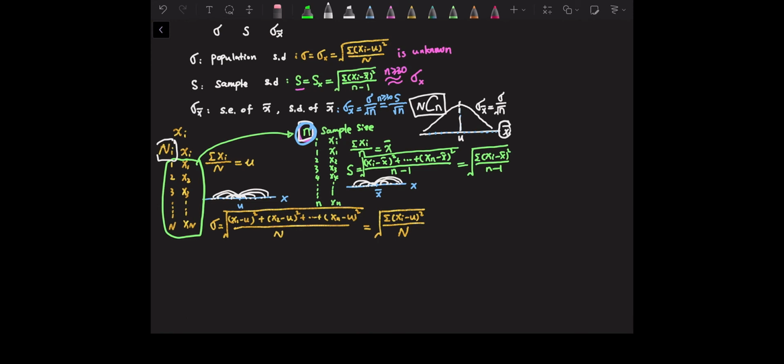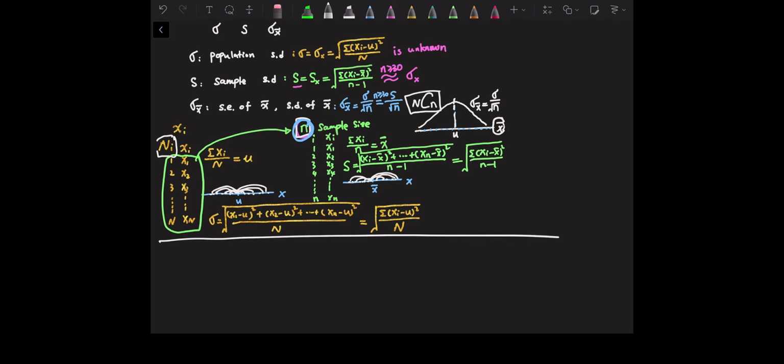So let me give you a summary here. Now we have the population. The population size is N. We don't need to know that. And we have the population mean and the population standard deviation. And then we have the sample. The sample size is n, the sample mean is x bar, and the sample standard deviation is s.